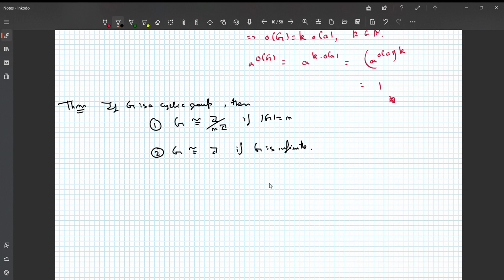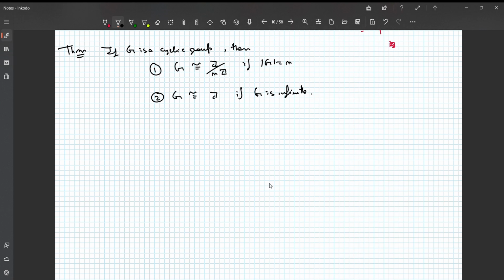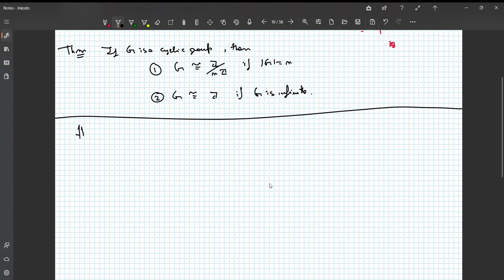Before moving on to the proof of this, let us first understand what the concept of isomorphism means as a mathematical topic. We will prove this later. So what is a homomorphism?